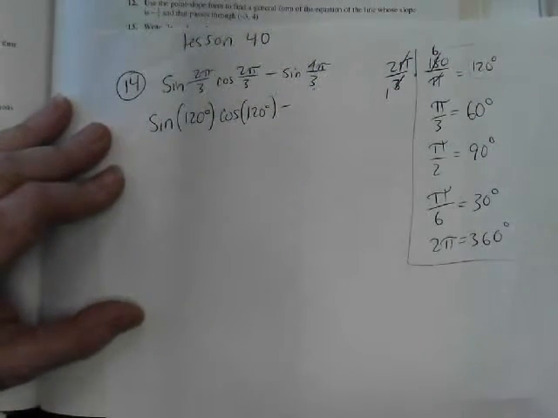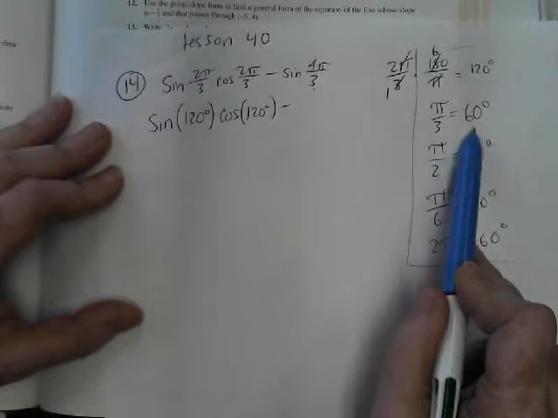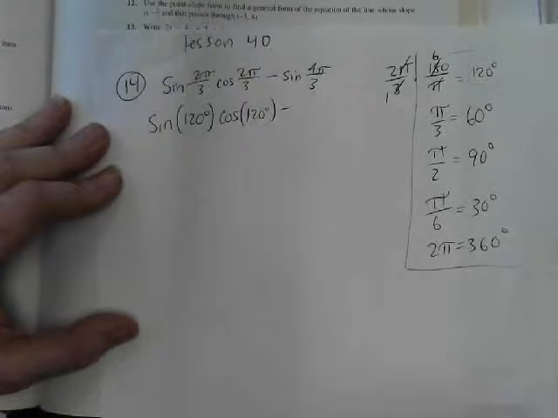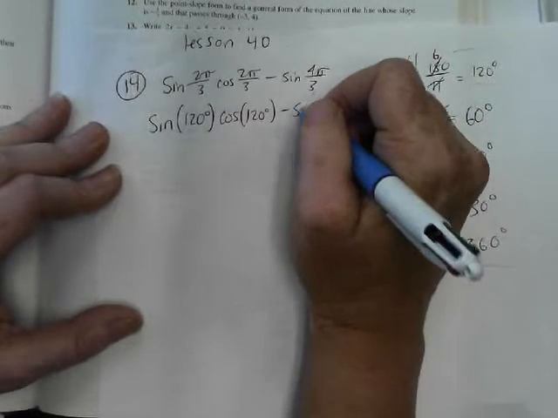4 pi over 3. Well, I can take pi over 3 and do it by 4. Is that 240? 60 times 4 is 240. It's 240.